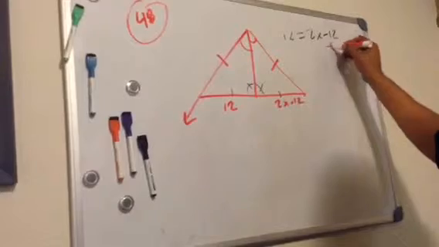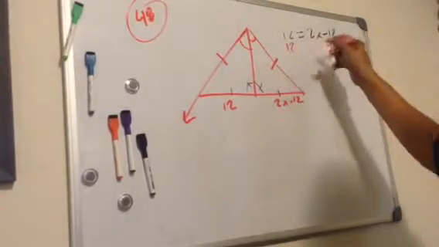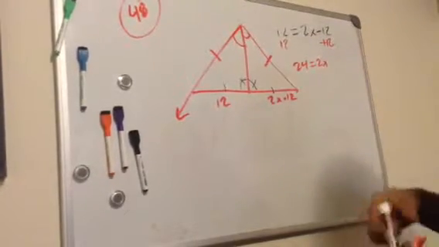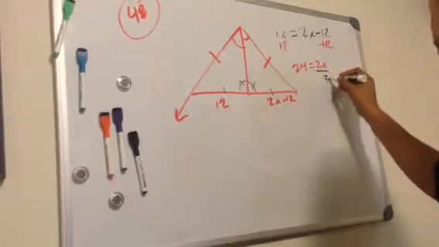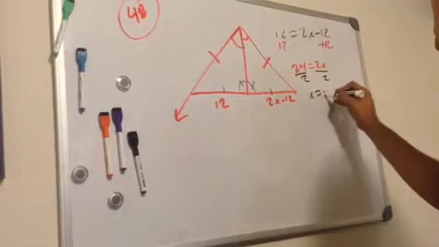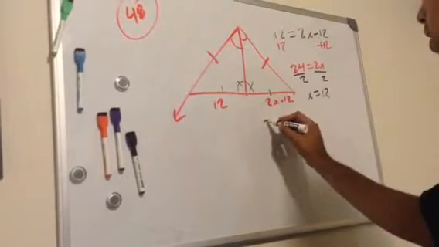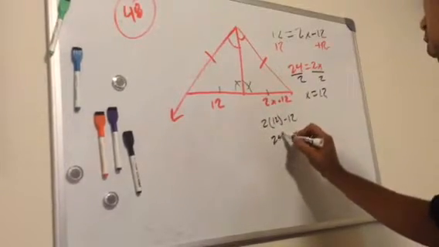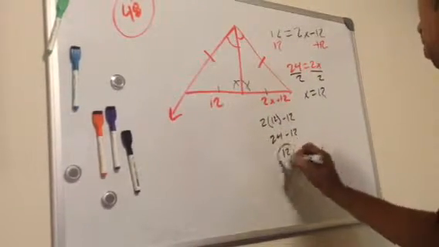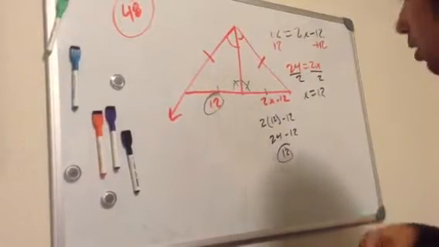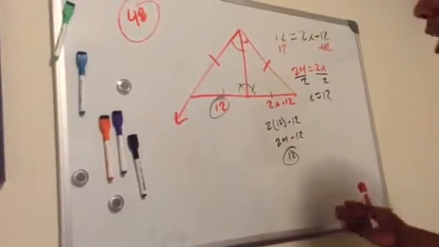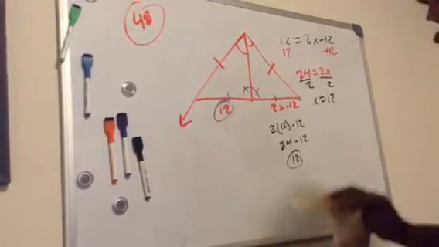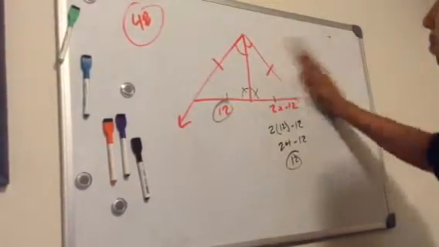We add 12 to both sides to leave 2x by itself. We have 24 is equal to 2x. We divide both sides by 2, or x is equal to 12. Now you can plug it in to see if that works. So 2 times 12 is 24, minus 12 is 12. Great. So this is how we do problem 48. Now we're going to move on to problem 50. If you still need help with all this, pause it and take notes.